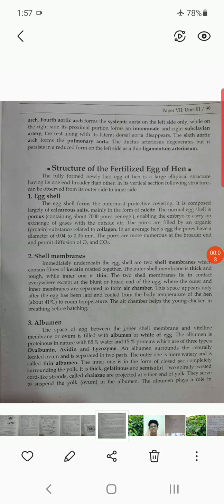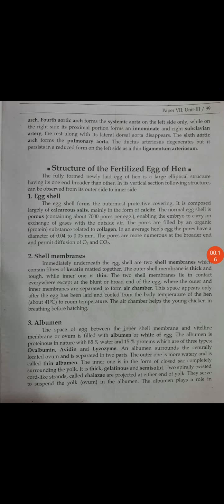Students, today we see the structure of the fertilized egg of a hen. Now, you people have seen the egg. So, it is the fully formed, newly laid egg of a hen. It's a large elliptical structure having one end broader than the other. In its vertical section, the following structures can be observed from its outer side to inner side.